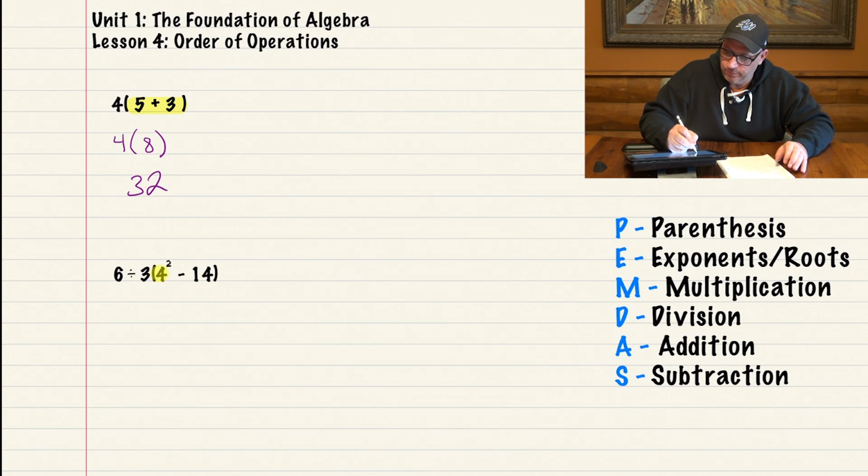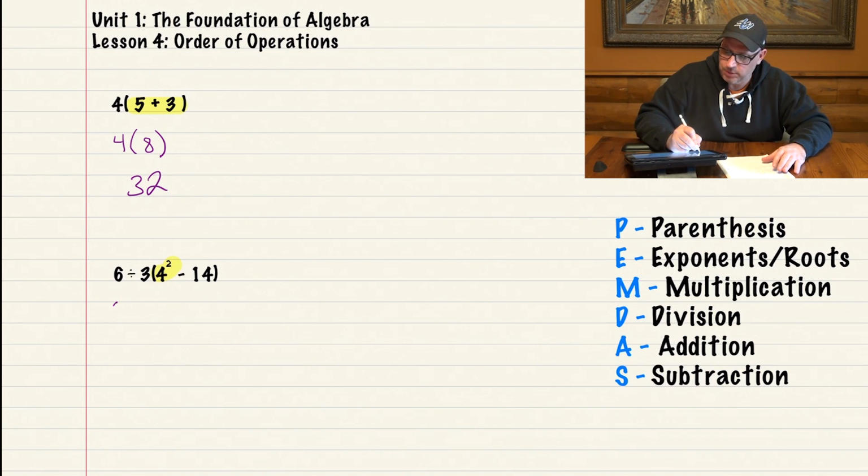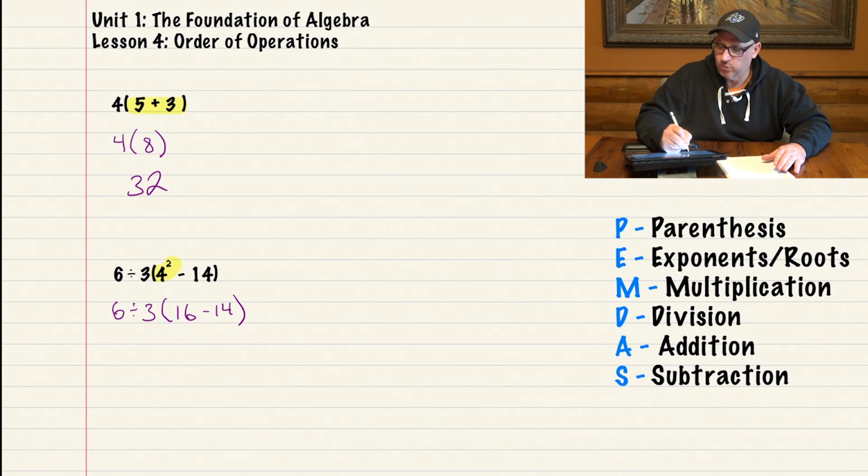So in here, I have a 4 squared. I want to do that first. 4 squared means 4 times 4, so it'd be a 16. Now these numbers up here, I didn't use. So I'm just going to rewrite them, and I'm working my way down. The first thing I did was 16, and then I have this minus 14.